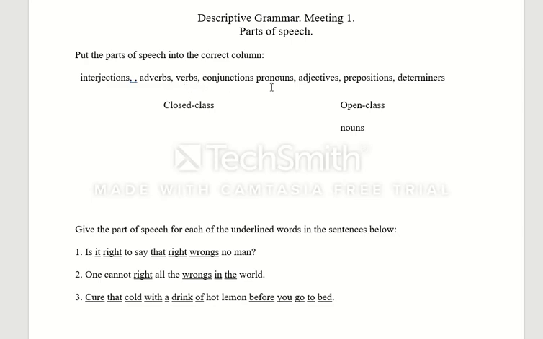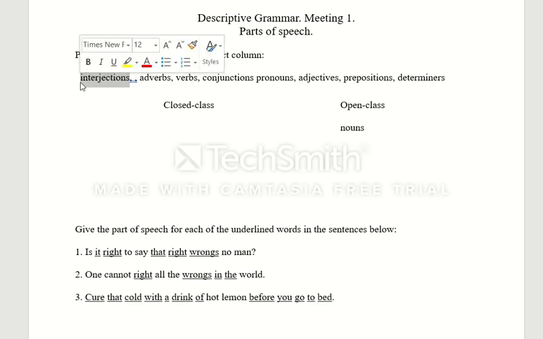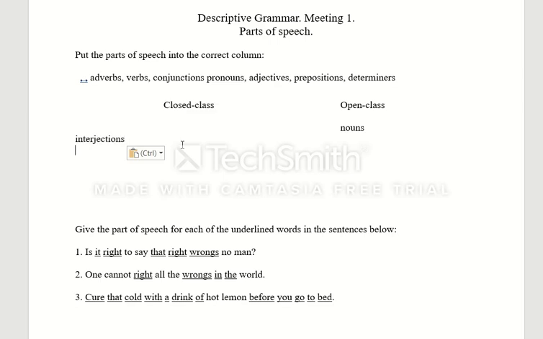Simple. Interjections, on the other hand, which you'll remember were all sorts of strange things like wow and yum and ugh, strange things like that. That's going to go over here in closed class because those are things which are generally understood by everybody, and we don't make up new ones. If we make up new ones, no one's going to know what we're talking about.